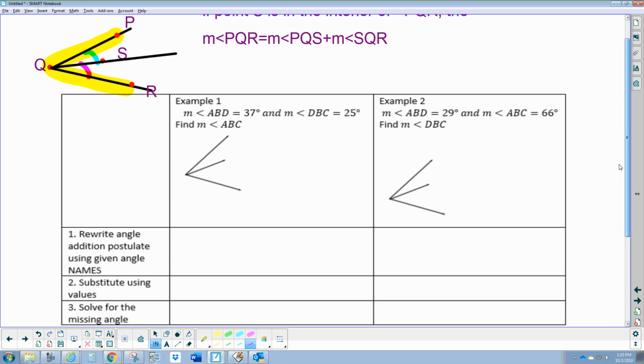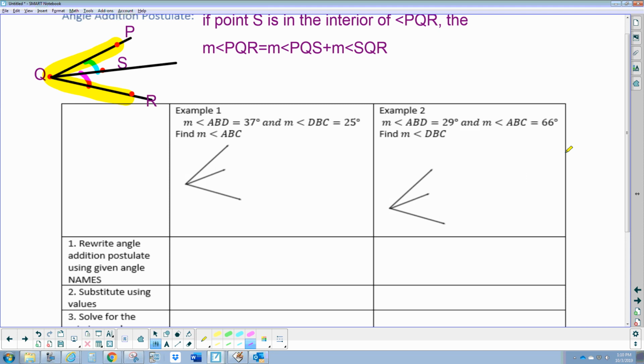So we're going to use that angle addition postulate to answer these next few questions. The first one says rewrite the angle addition postulate using the given angle names. So we're saying that the measure of angle ABD is equal to 37 degrees, and the measure of angle DBC is equal to 25 degrees.